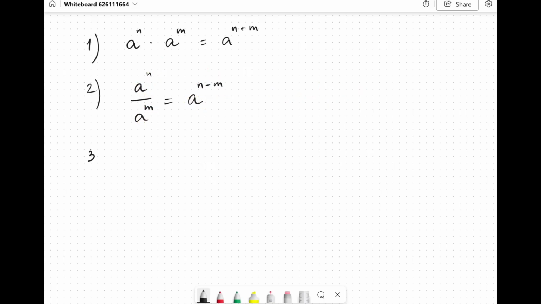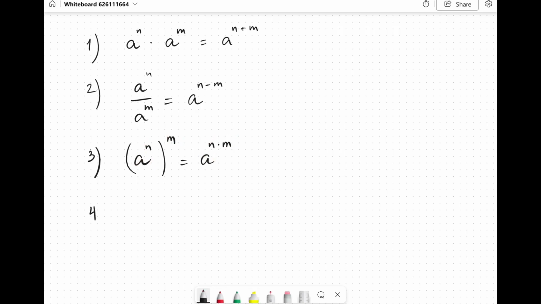Here is number 3. This one here only has one base a, but that base has two separate exponents, one on the inside and one on the outside. If that's the case, you're keeping your base a the same, but you're multiplying the exponents.